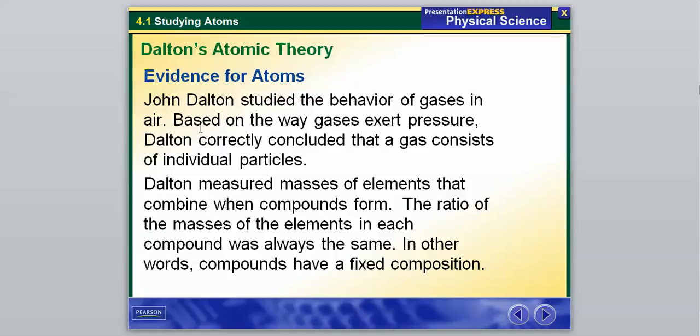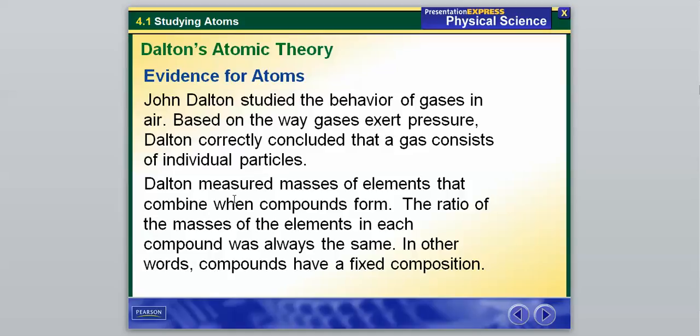So John Dalton studied the behavior of gases and air. So this is going to be kind of how he stakes his claim into atoms here. And based on the way gases exert pressure, Dalton correctly concluded that a gas consists of individual particles. So remember, we just talked about this in our last chapter. The reason why we feel gas pressure in a closed container is because particles are making collisions with the wall. So Dalton was one of the earliest scientists who was able to figure out that gases were made up of individual particles, that there had to be collisions occurring to cause the pressure inside our closed container.